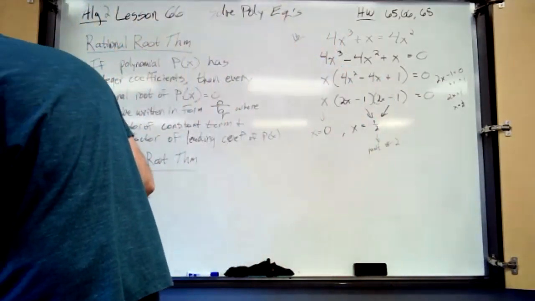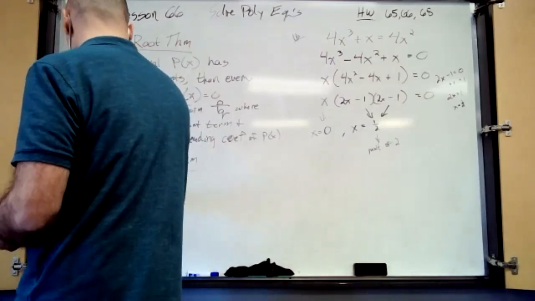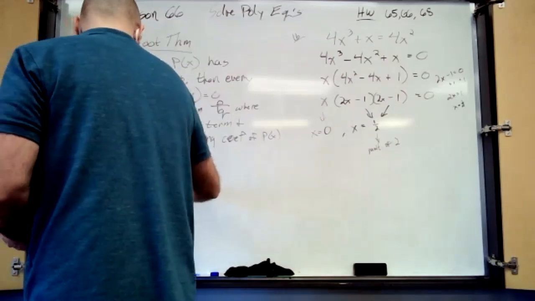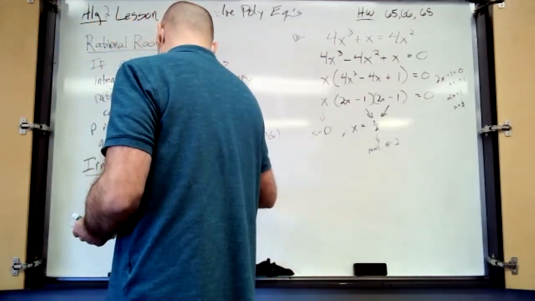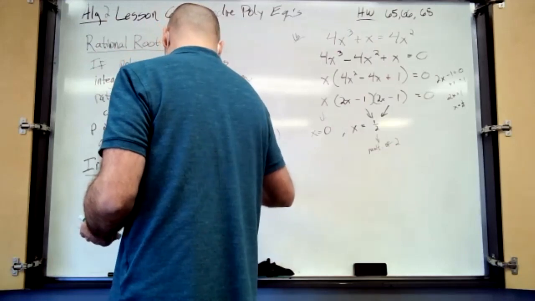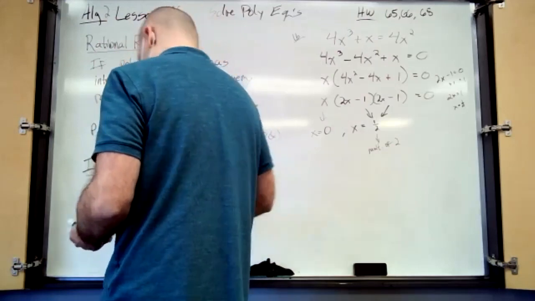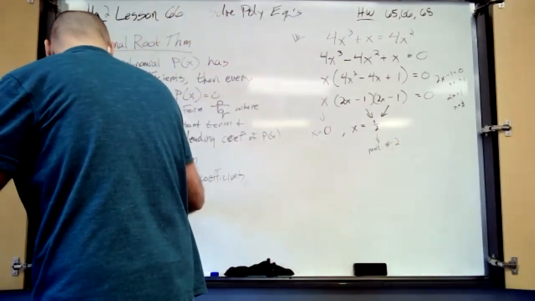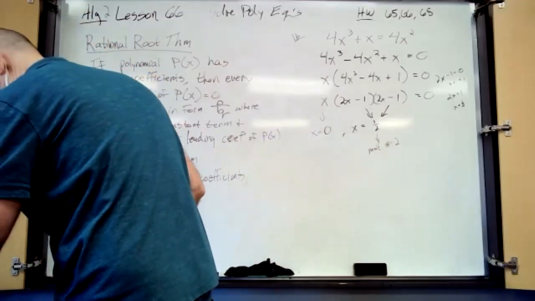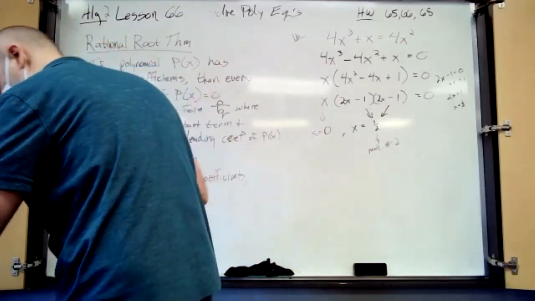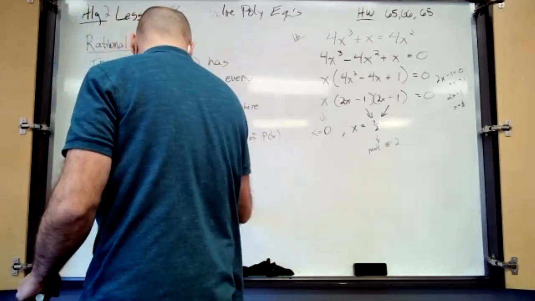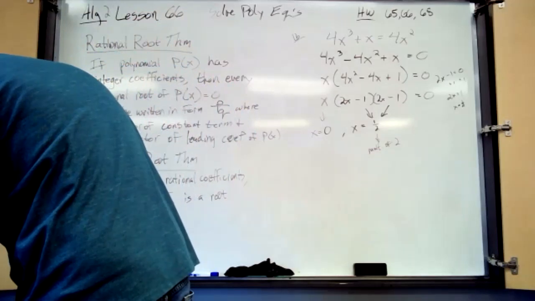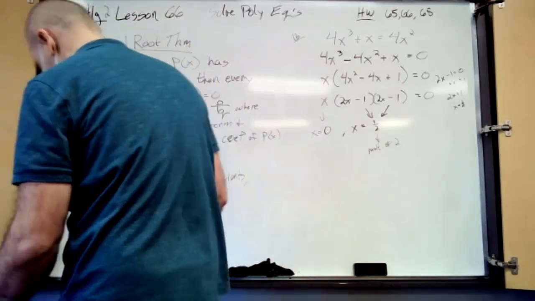So if a polynomial P of X, same polynomial, has rational coefficients, and A plus B radical C is a root of P of X equals zero, where A and B are rational and radical C is irrational.